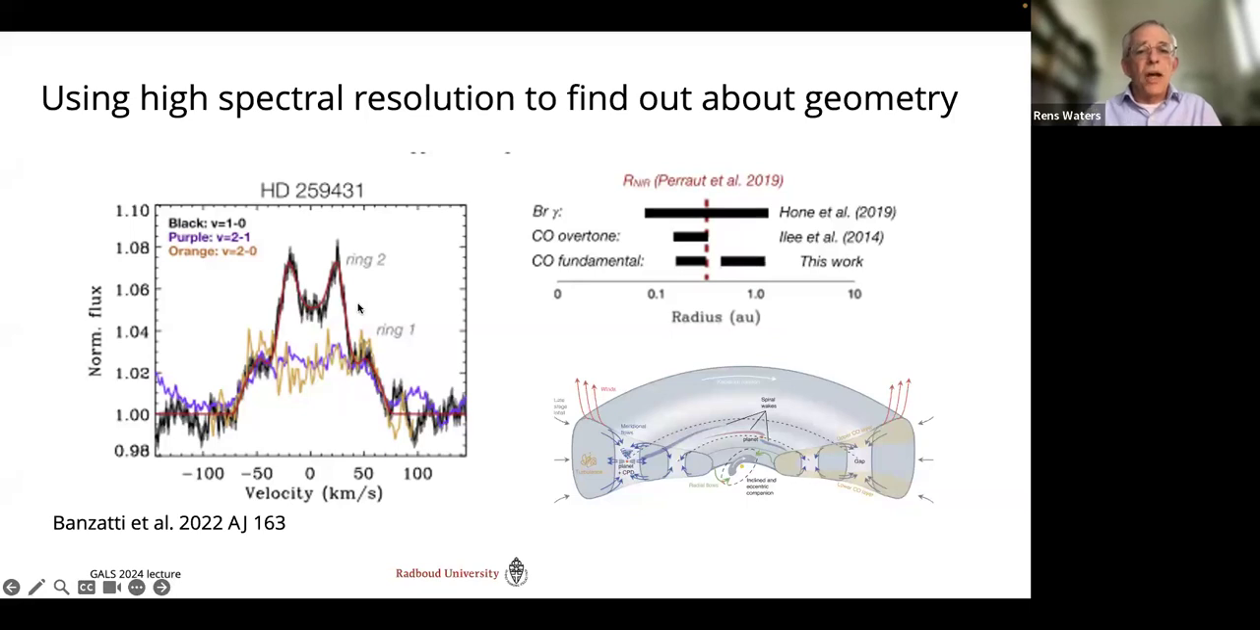So this is another example, and that's the reason why I show this, and there are many more in the literature, where you can use very high spectral resolution to infer something about the geometry of the object you're looking at. So in that sense, this is again a way to use spectroscopy to get an idea about geometry.